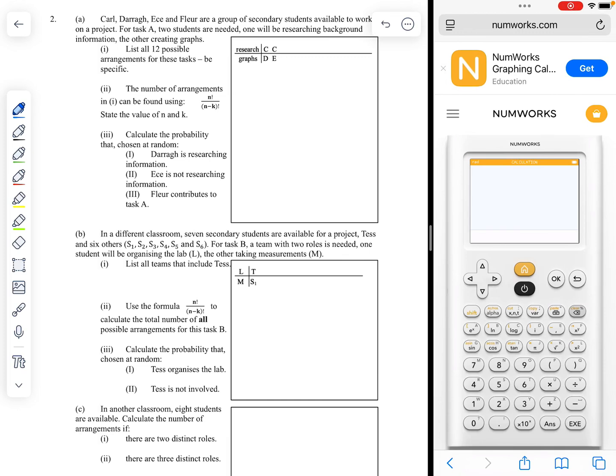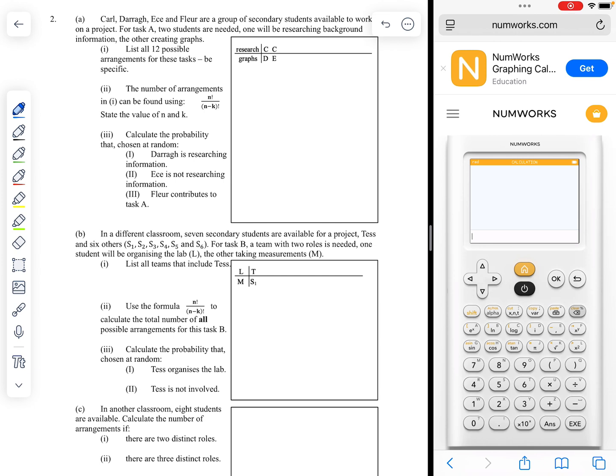Question 2a. Carl, Dara, Eche and Fleur are a group of secondary students available to work on a project. For task A, 2 students are needed. One will be researching, the other drawing graphs. List all 12 possible arrangements for the tasks, being specific. So research is the top line, graphs underneath.